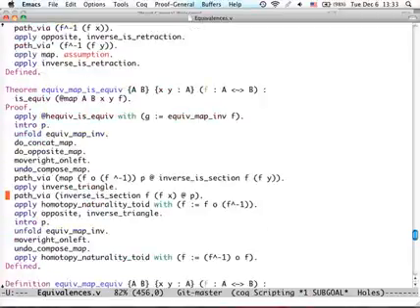So that's the sort of thing you do if you do homotopy type theory at the beginning. I'm hoping we can do something much fancier later on. Any questions?